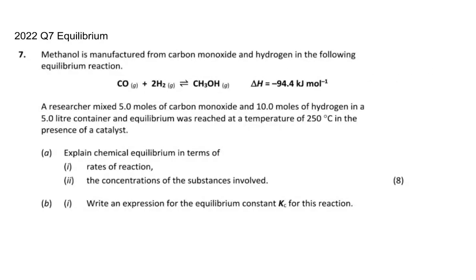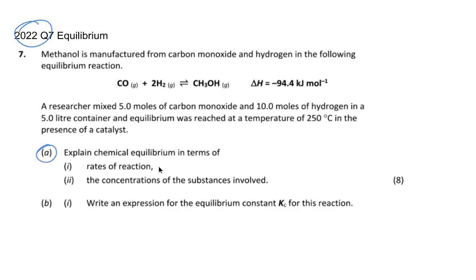This is an equilibrium question from 2022, question 7. Methanol is manufactured from carbon dioxide and hydrogen in the following equilibrium reaction. It gives the equation here. A researcher mixed 5 moles of carbon monoxide. Well, you can read it yourselves, okay? So let's get to answering.